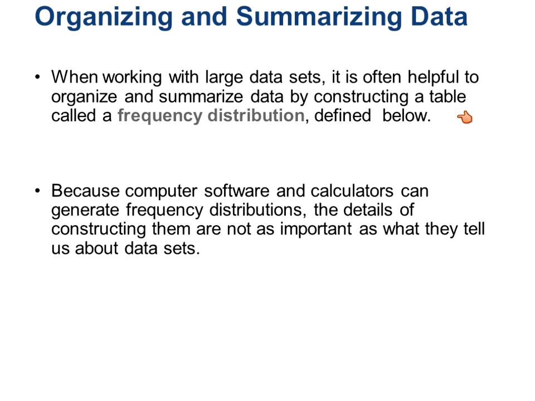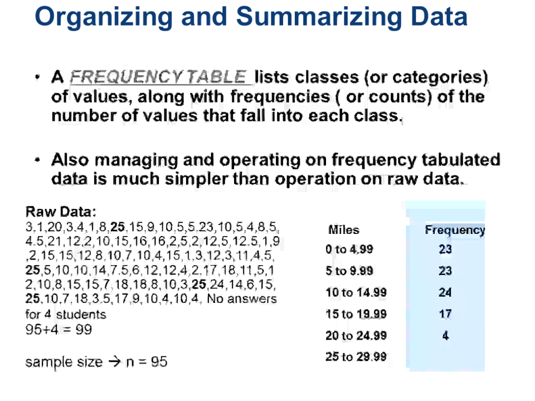StatCrunch is the software we're going to be using to help us create this frequency distribution table. Of course, calculators could generate these as well. I'm going to use StatCrunch to construct these frequency tables. Okay, so a frequency table lists classes or categories of values along with frequencies. The frequencies are your counts, and they're the counts of the number of values that fall into each class.